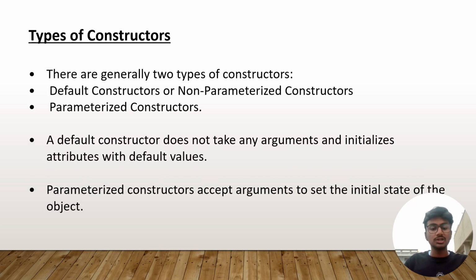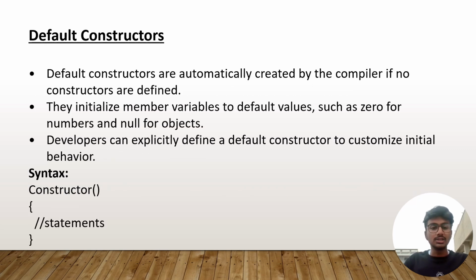Next, coming to types of constructors, we have three types of constructors in Java. The first one is the default constructor, also called the non-parameterized constructor. It does not take any arguments and initializes attributes with default values. As you can see, the syntax for a default constructor is the constructor name with empty parentheses, where it doesn't take any arguments, as I have said. This is what the syntax looks like.